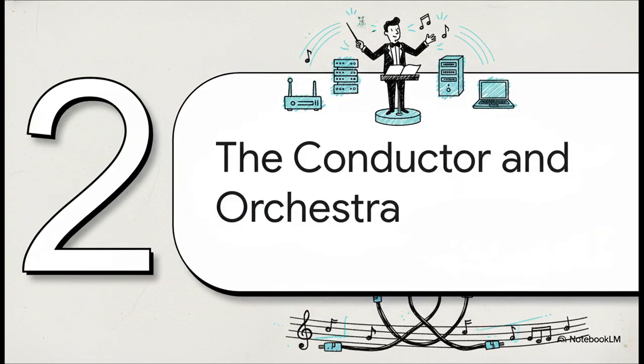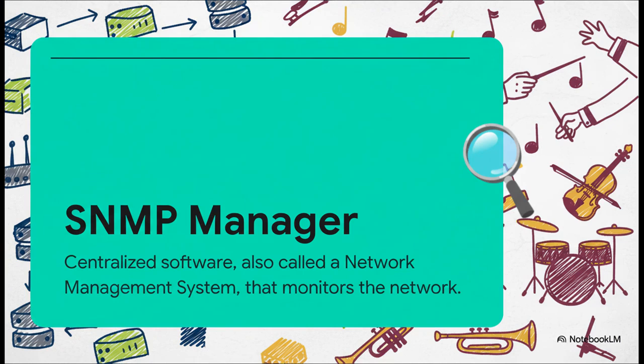Okay, so let's break down how this whole orchestra thing actually works. To make it all happen, SNMP really relies on three key players working together in perfect harmony. First up, you have the SNMP Manager. This is your conductor standing right on the podium. It's a centralized piece of software, usually running in a network operations center or a NOC, giving an admin that single pane of glass to see everything that's happening.